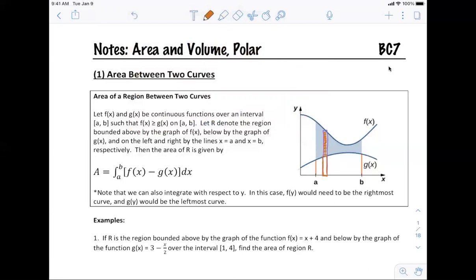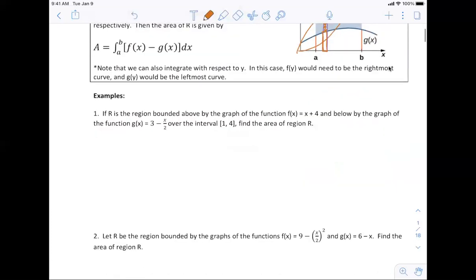So the integral is going to be the integral from a to b of f of x minus g of x. That's getting this height of the rectangle right here. You can also do this sideways. If I had a curve maybe that looked like this and like this, I could do horizontal rectangles. And if that's the case, we would do the rightmost curve minus the leftmost curve. And you would integrate with respect to y. But otherwise, the process is exactly the same.